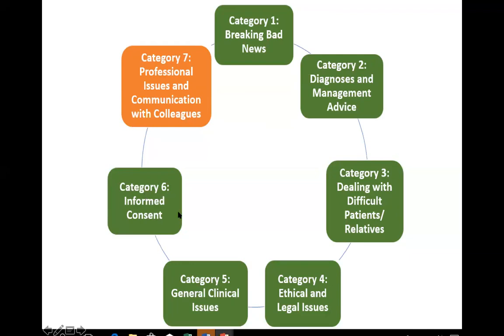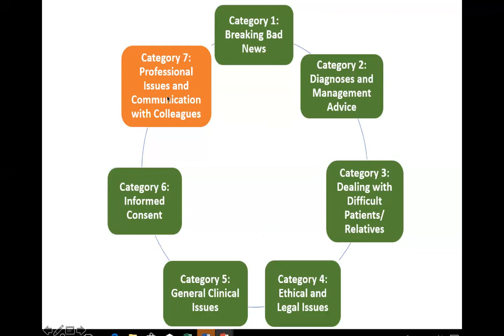Category six, where you will be asked to obtain informed consent from the patient for a certain given procedure. I will also explain to you the guidelines and key steps among the general clinical issues, how you explain a procedure, how you deal with several situations. I'll just show you the index in a few seconds.